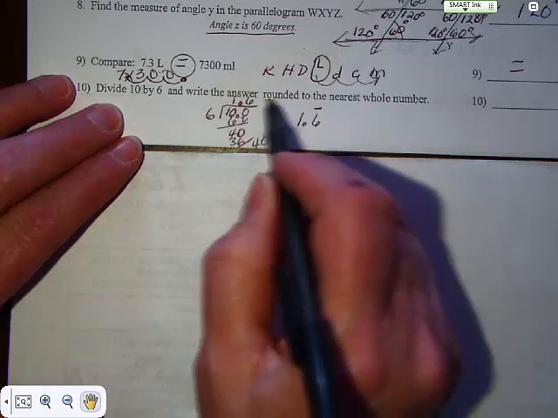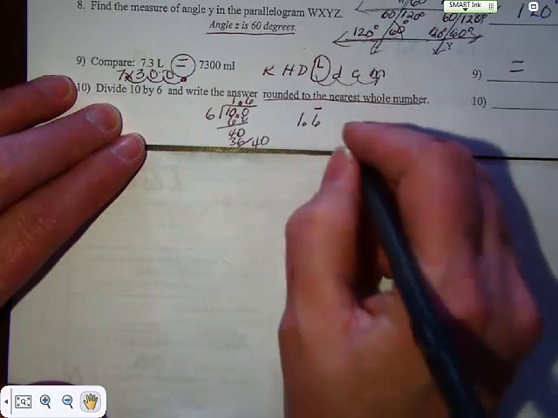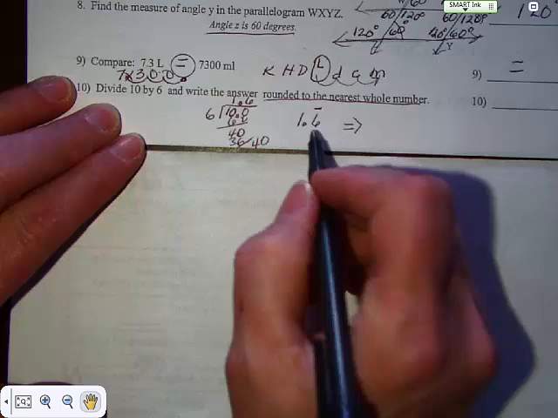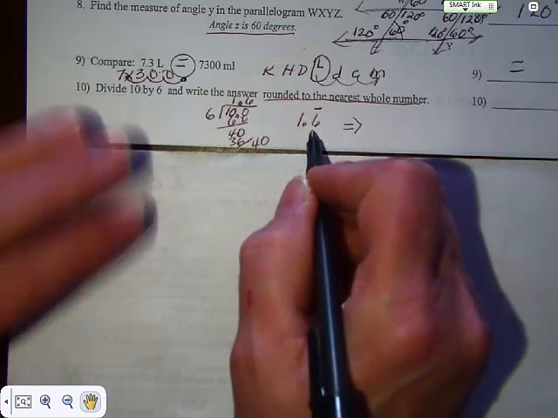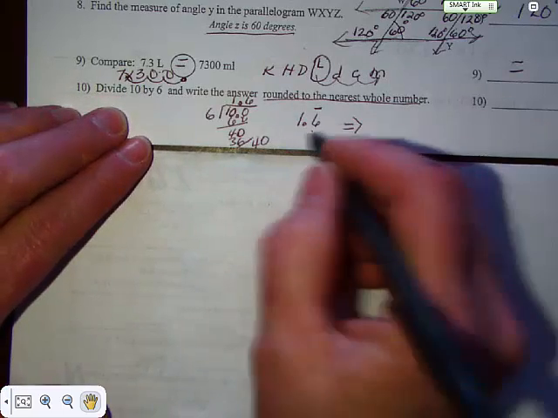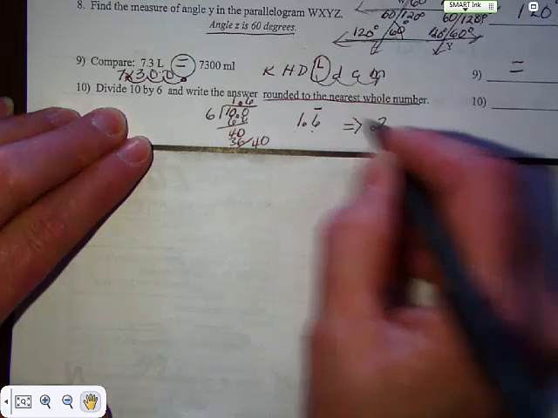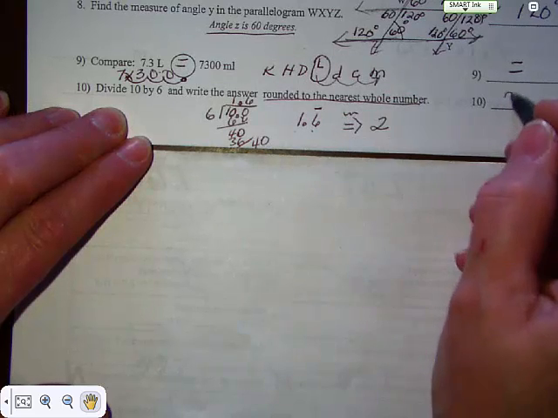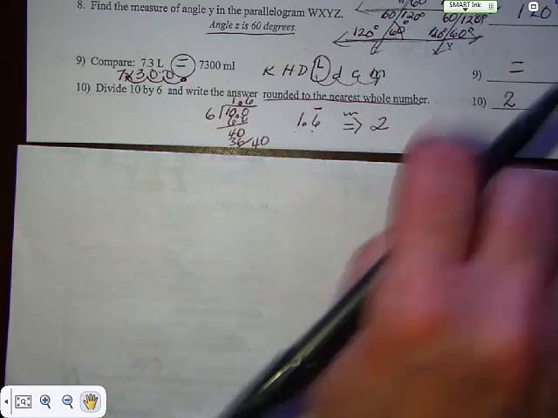But they want it rounded to the nearest whole number. So to round that to the nearest whole number, you look at it. Is this 5 or more? Yes, it is. So you would round it up, which means that that one's going to go to a 2. And that's approximate there. So number 10, the answer is 2.